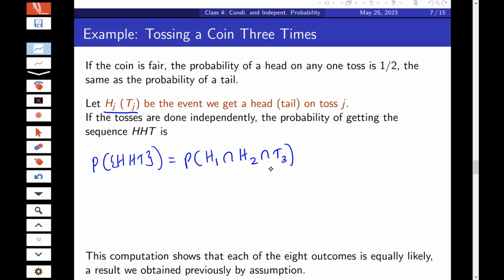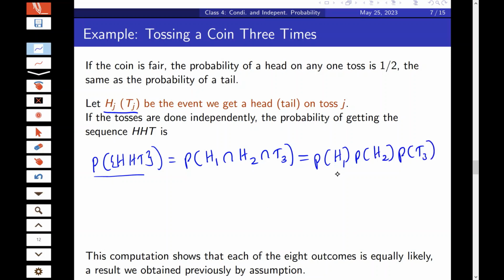So if you get the intersection of these three events, that's the same as the probability of getting head, head, tail. Now, since we are tossing independently, we can break these probabilities, because an intersection can be written as a product of the corresponding probabilities if two or more events are independent. So I'm going to break this probability into their marginal probabilities.